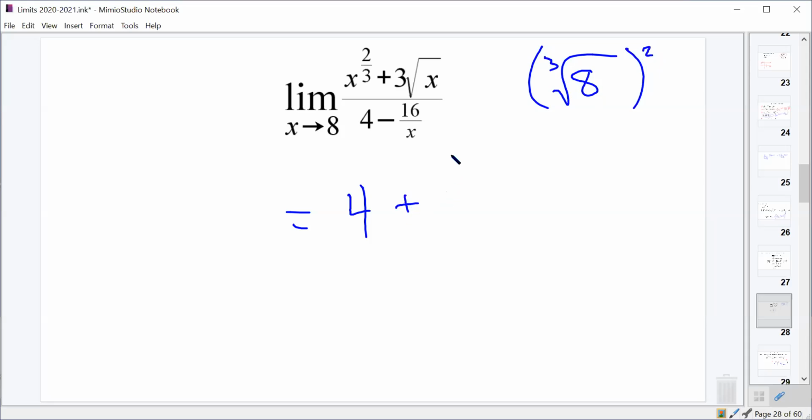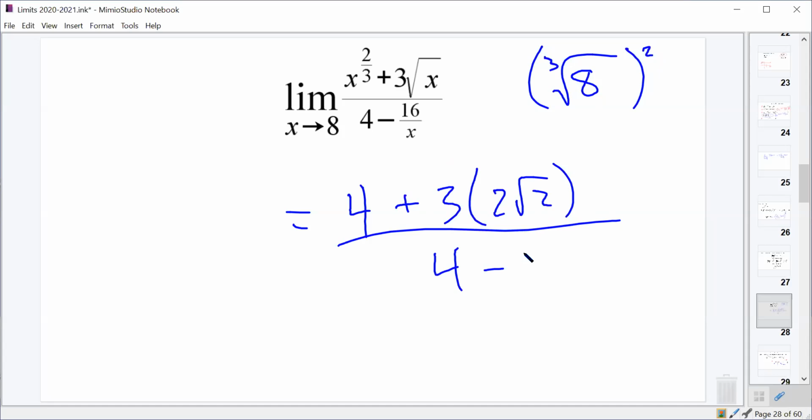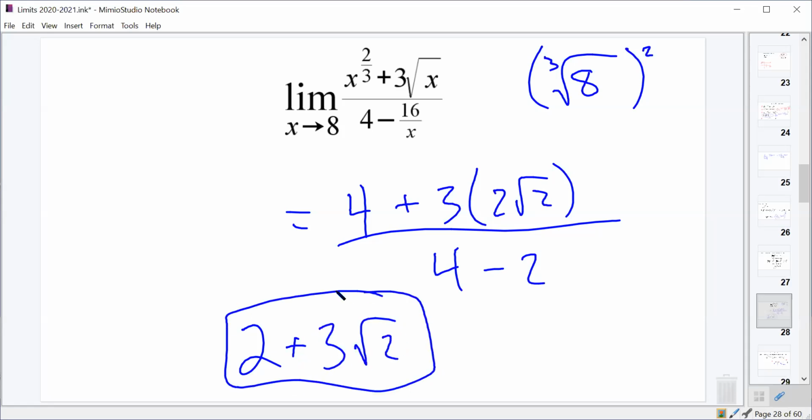So we got 4 plus 3 times square root of 8, which is 2 root 2 if you simplify that radical, over 4 minus 16 over 8, which is 2. Our denominator is just a 2, so we can divide the 4 by 2 and the 3 times 2 root 2 by 2 and get 2 plus 3 root 2. That's about as simple of a limit problem as you should expect on some tests that I might someday give you.